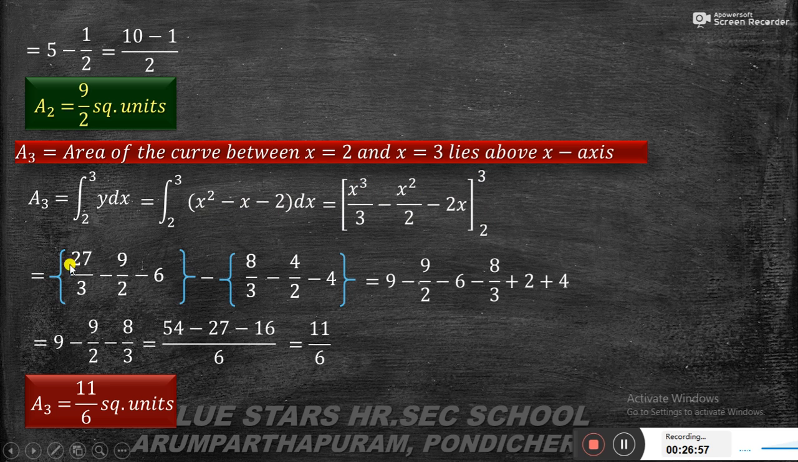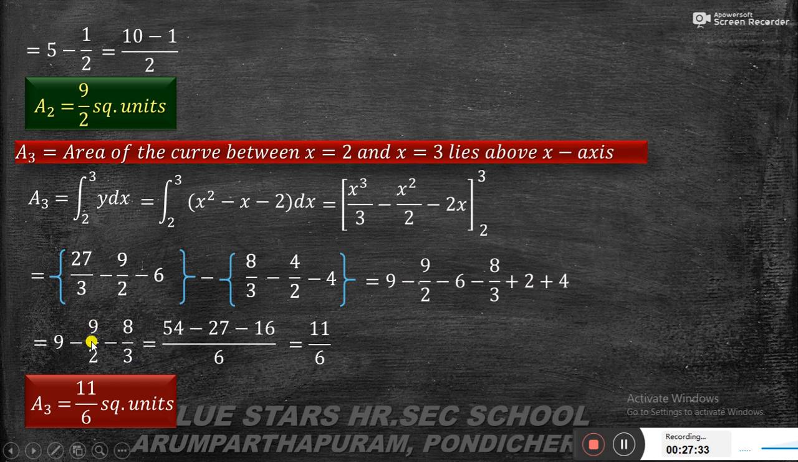In the next step you substitute the upper limit. 3 power 3 means 27 by 3, minus 3 square means 9 by 2, minus 6. 3 2s are 6. So minus, you apply the lower limit. 2 power 3 means 8, 8 by 3, minus 2 square means 4 by 2, minus 4. Which implies 9 3s are 27, 9 minus 9 by 2 minus 6. Next minus 8 by 3, minus into minus 4 by 2 means plus 2, minus into minus plus 4. So in the next step, 9 minus 9 by 2 minus 6, so plus 6, 0. Therefore, minus 9 minus 9 by 2 minus 8 by 3.